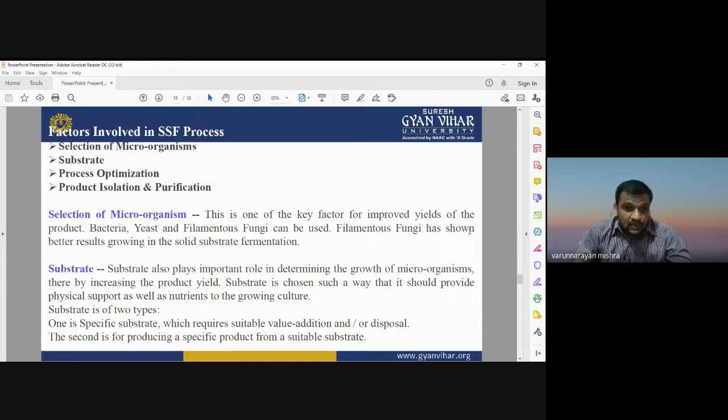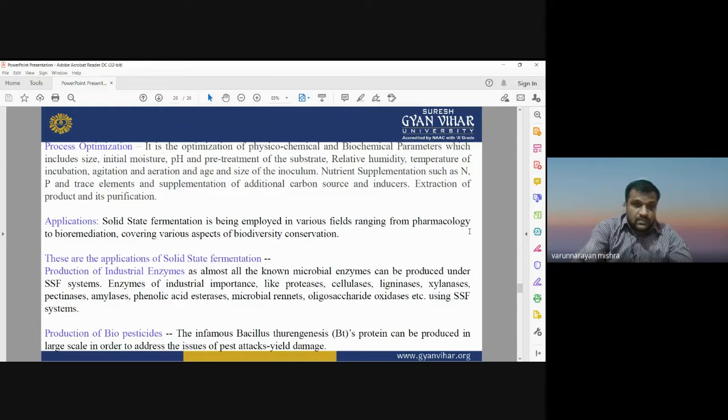Bacteria, yeast, and other kinds of fungi can be used. And filamentous fungi have shown better results growing in the solid substrates of fermentation. And substrate is very important. It plays a very important role in the process. So we need to choose a proper suitable substrate during the process of fermentation. Okay, one is a specific substrate which requires suitable value addition and or disposal. The second is for producing a specific product from a suitable substrate.